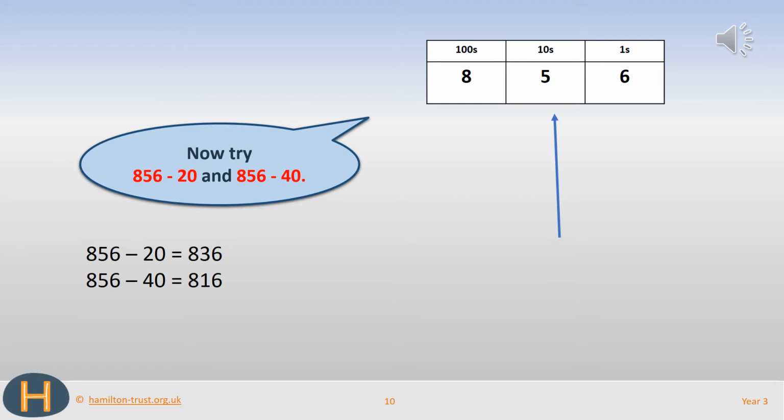The second question, 856 take away 40. At the beginning I have 5 tens, 50. Taking away 4 tens, 50 take away 40, we are left with 1 ten. So the answer is 816.